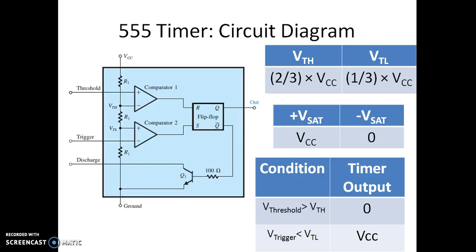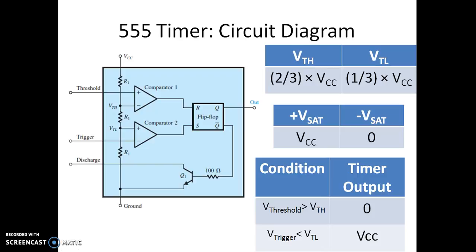So this is the 555 timer circuit diagram. The 555 timer consists of three resistors of equal value, that is R1, R1, R1. It has two comparators. It has the RS flip-flop. It has a transistor. So it is actually an 8-pin IC having pins like threshold, trigger, discharge, ground. We have output. Along with these, there are two more extra pins.